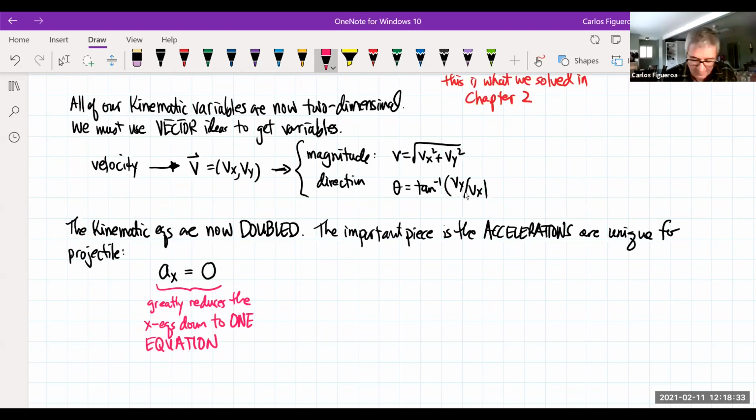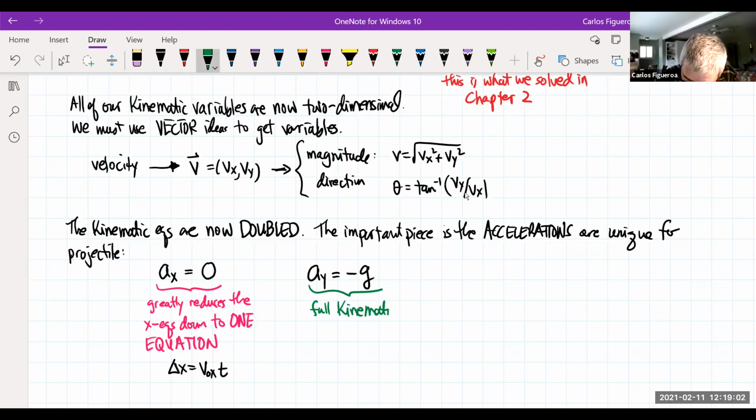Okay, one equation. And what's that one equation? It turns out to be this guy. There's only one equation for the x equations. On the other hand, a_y, because you're in free fall, is minus g here. So what you get in this situation is the full kinematic equation.